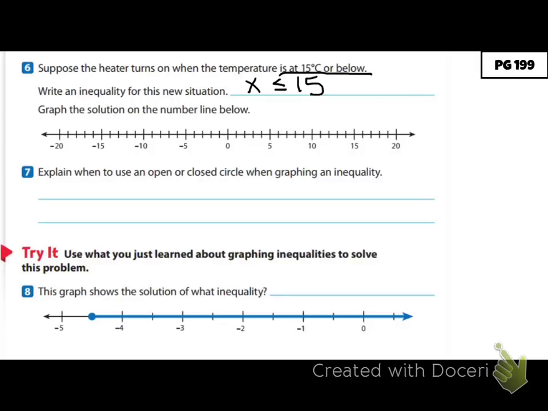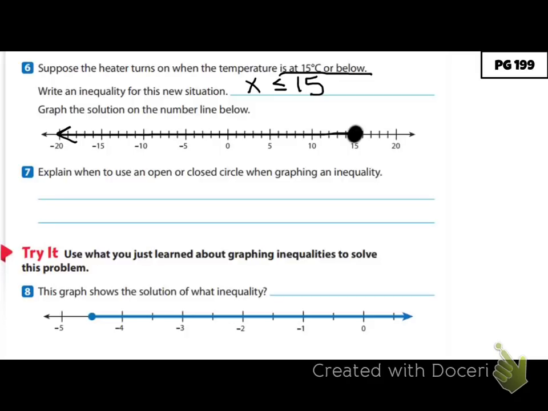So if we graph the solution on the number line, it would still be very similar. We're still going to have our circle on the 15. Our arrow's still going to go to the left because that is less than. But now we need to fill this in. Because when we fill it in, it shows us that it includes the 15. So we would put a closed dot on it. It's not very easy to do this right now. We'd have a closed dot there.